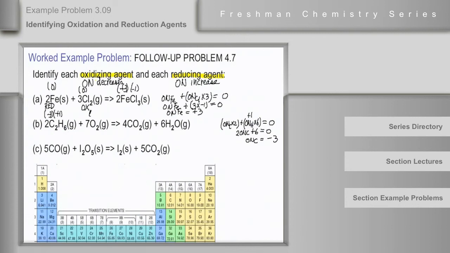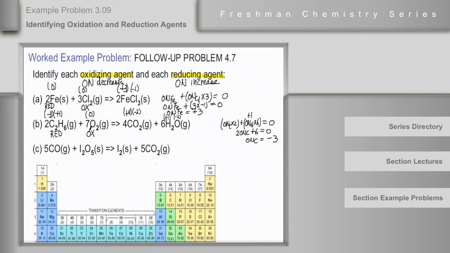Okay, oxygen's in the elemental form, so its oxidation number is 0. And in CO2, carbon is +4, and oxygen is -2. In water, hydrogen is +1, and oxygen is -2. So we can see if we look at carbon, the oxidation number goes from -3 to +4. That's an increase in oxidation number, so C2H6 is the reducing agent. So we'll call it red here. Oxygen goes from 0 to -2. That's a decrease in oxidation number, so oxygen appropriately is the oxidizing agent.